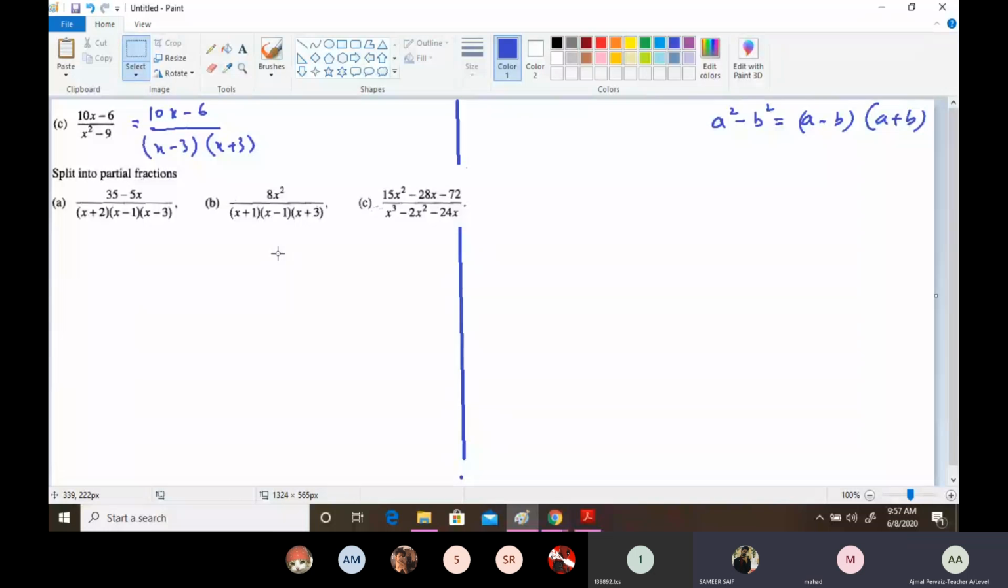Sir, in this, after a and b, c will also come. Yes, that's right. We will have to write it a over, for example, if I take this example, this one, so I will write it as a over x plus 2, b over x minus 1, and c over x minus 3, right? The rest of the process is all the same, by placing any number one by one to make the other two 0, right?